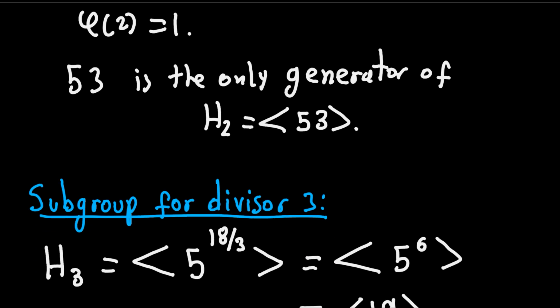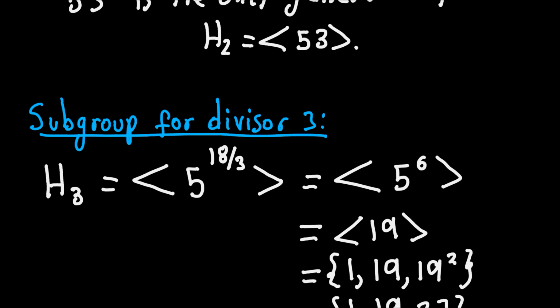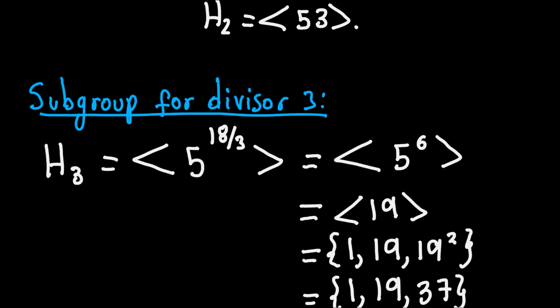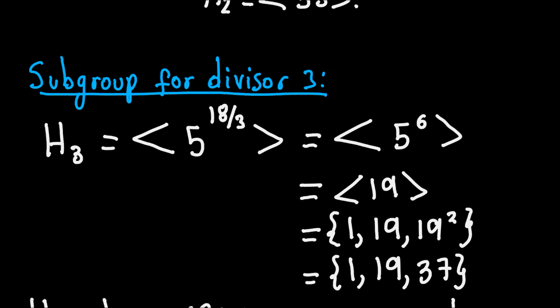Let's do the same for 3. Now this is going to get more interesting as the number gets a little bit bigger. For the first two, H1 and H2, it doesn't say much. So let's see what it says about this one. For the divisor 3, I'm going to call it H3. H3 will be the one generated by 5 to the 18 divided by 3. That's always because of the theorem, the fundamental theorem of finite cyclic groups. And that is 5 to the 6th power. 5 to the 6th power is 19. Remember, we are doing this computation modulo 54, so you take this power, divide by 54, and the remainder will be 19.